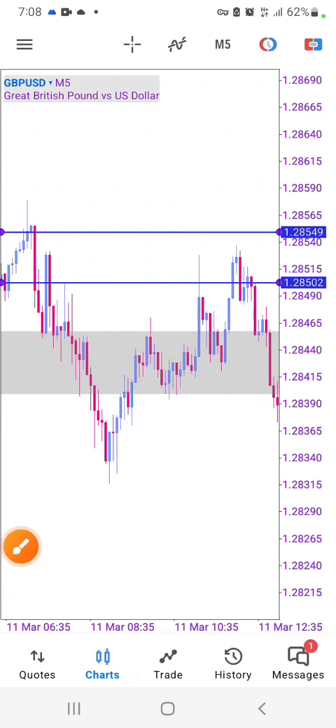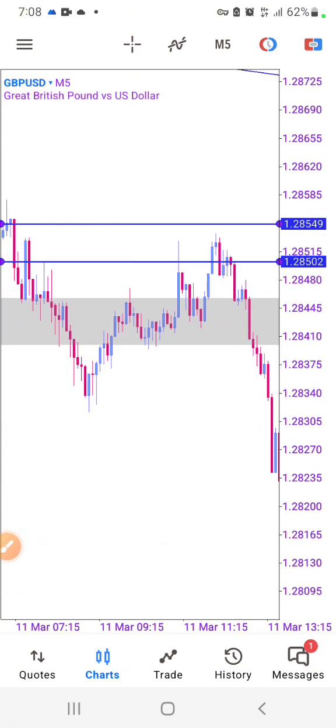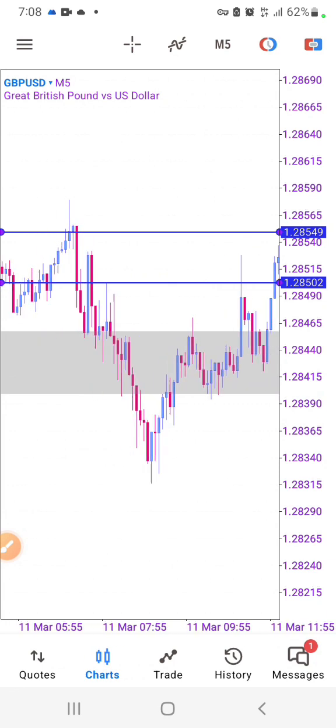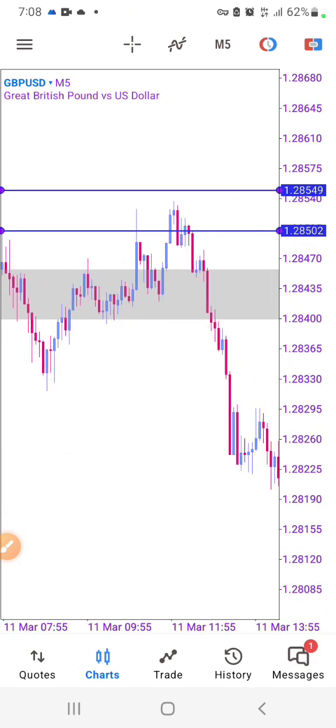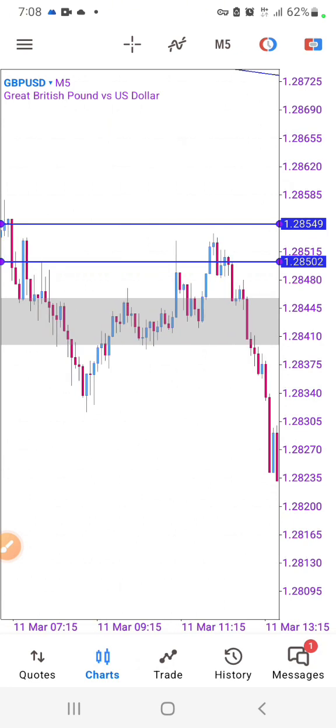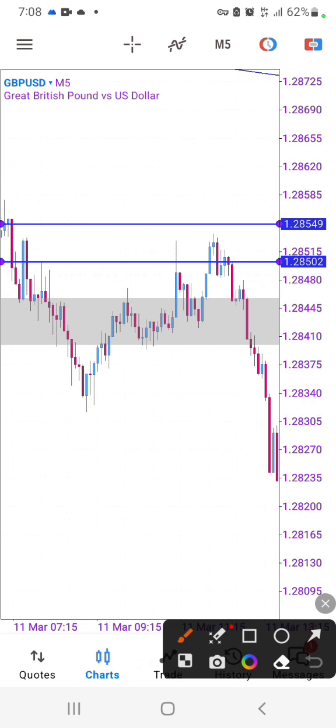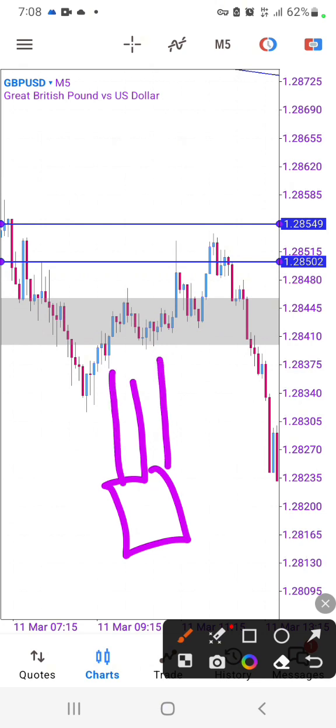This is what I'm showing you right now. These are the confirmations, after getting the setup and deciding where to execute. Before you click buy or sell, these are the things you have to see before you execute. First one, you have to wait for a rejection candle, which shows that the buyers have started exhausting, and then the sellers have come in.